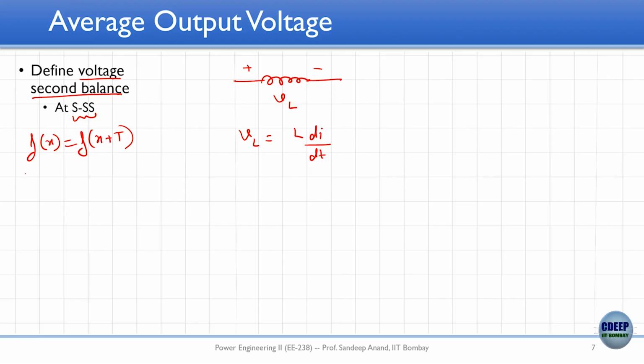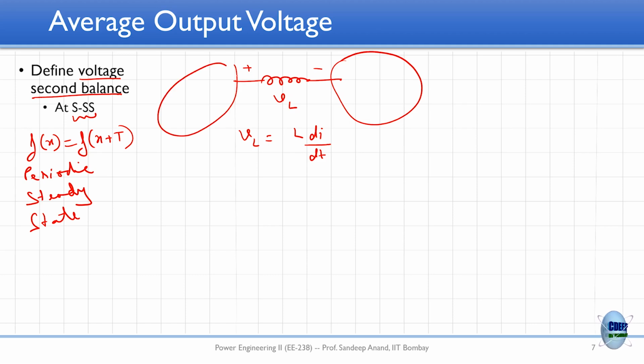Now we understand what the sinusoidal steady state or the periodic steady state is, which means f at x is equal to f at x plus capital T. This we already saw in the previous course. This is how we define the periodic steady state. If it's sinusoidal periodic, then we call it sinusoidal steady state. So this is, let us say, periodic steady state. If you have this whole circuit, there could be a circuit here, there could be a circuit here.